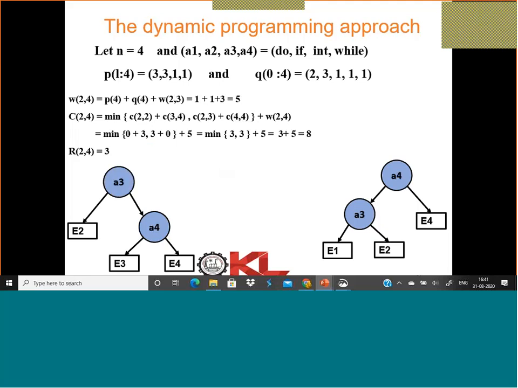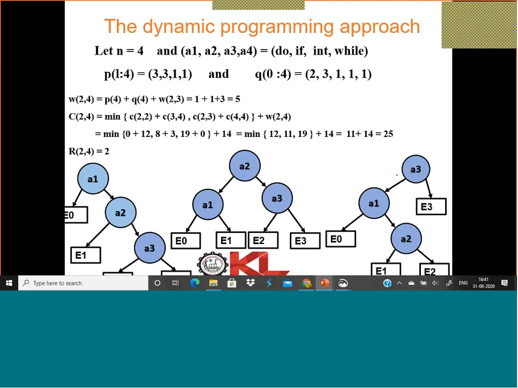Again, the third tree, which contains exactly two nodes, is A3 and A4. Among these two, which is the optimal one? This is the optimal one, because in both cases the cost will be 8. Any one you can select, but I have selected 8. Now once that is over, again you are computing the higher level problem. So what is the problem here?